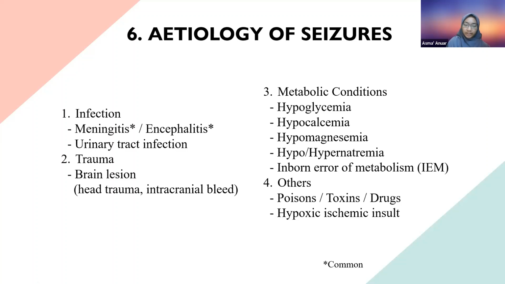And for the viral infection, it is more commonly caused by human herpesvirus 6 infection. And secondly, it can also be due to trauma, metabolic conditions such as hypoglycemia, hypo or hypernatremia, and also other causes such as poisons, toxins, drugs, and hypoxic ischemic insult.